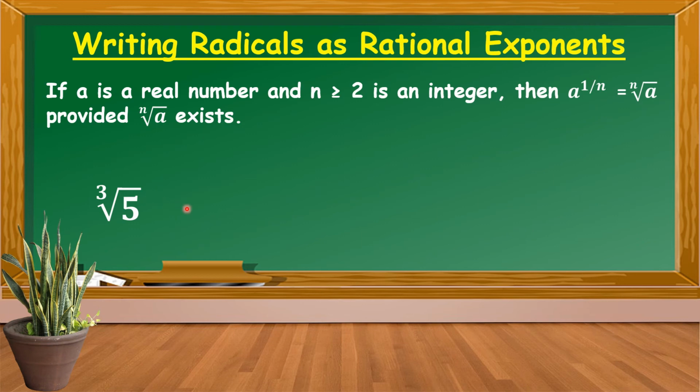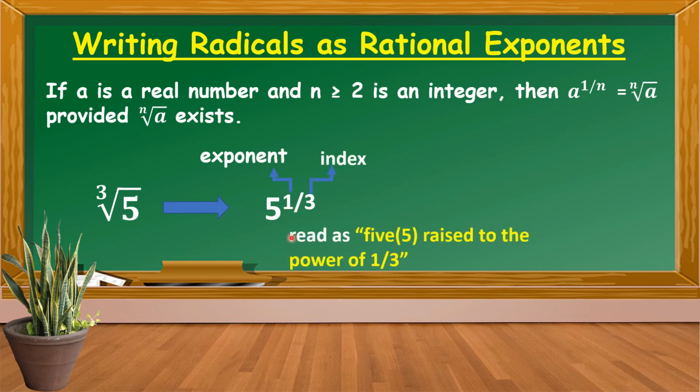So, what is the rational exponent of this radical expression? That would be 5 raised to the power of 1/3. So, 1 is an exponent here, which is, hindi sinulat. And 3 is the index, coming from the index. And 5 is our base. So, how we are going to read this? 5 raised to the power of 1/3. Next example.